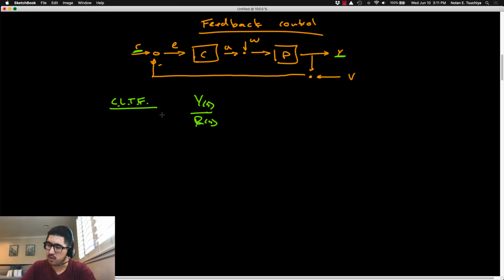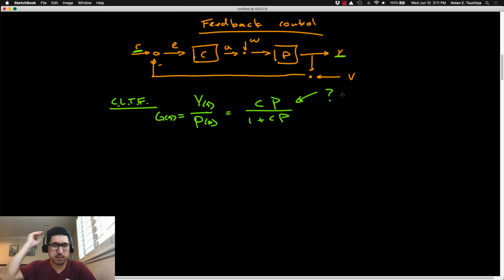You may have seen this in a previous lecture or in one of the assignments; it has the form CP over 1 plus CP. This may look familiar because it's a pretty common transfer function. The question is, where did this CP over 1 plus CP come from? To derive that, we use block diagram algebra to reduce, this should be R, to solve for the ratio in question. We want the transfer function from R to Y, so we need to solve for it in terms of C and P.